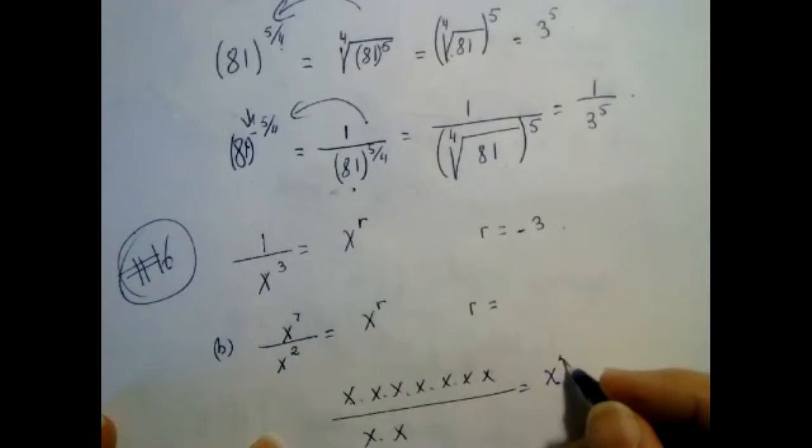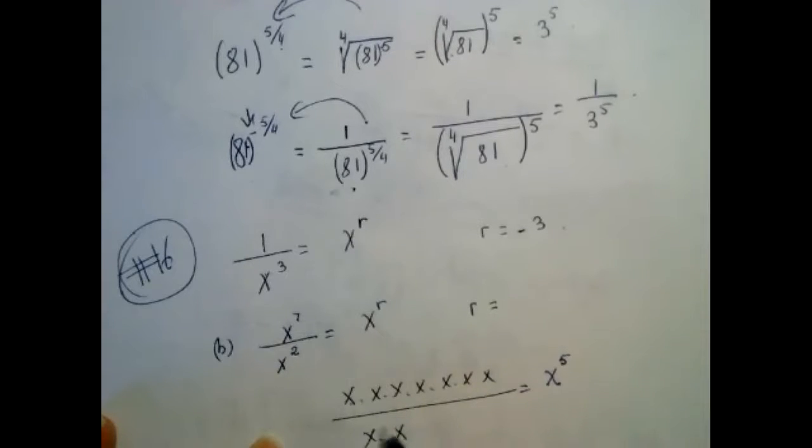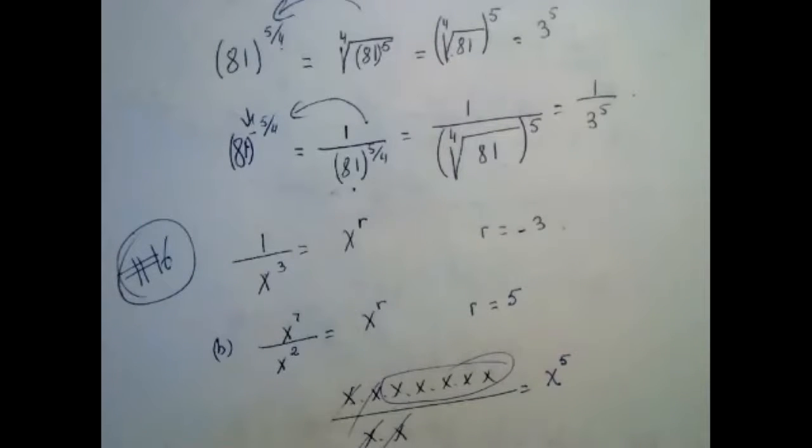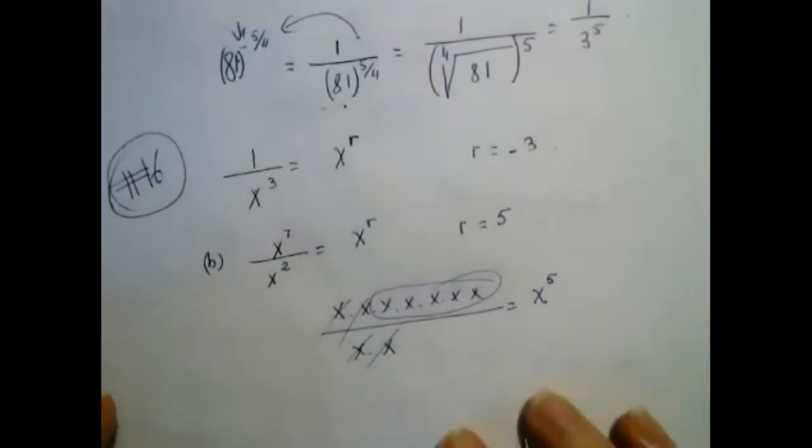5. Because simplify, we're left with 5 x's. So here r is equal to 5. Okay, so basically it's 7 minus 2. So it's basically 7 minus 2. Right, so which one is it?